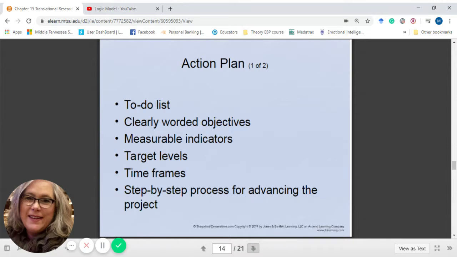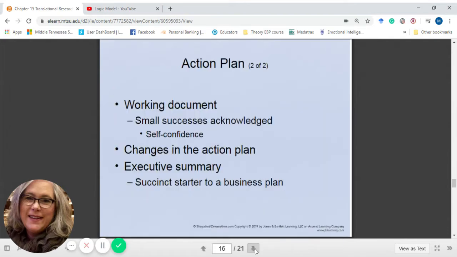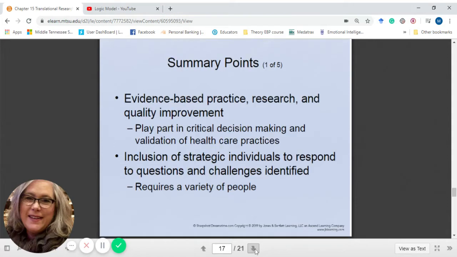So our action plan, we have our list, we have our objectives, we have measurable indicators, what's our target, what time frame are we going to use here, what's the step-by-step process for going about the research in our action plan. Here is a worksheet that we can use to map out what we're going to do. And we have that working document that can be changed and shared. And then we have a summary at the end to provide to our stakeholders.